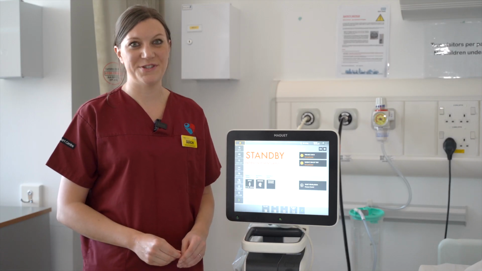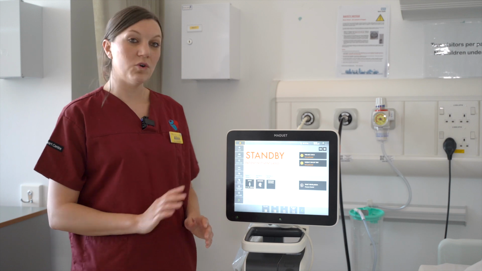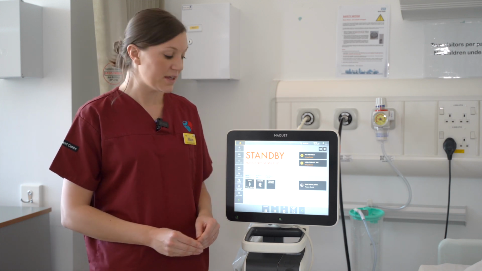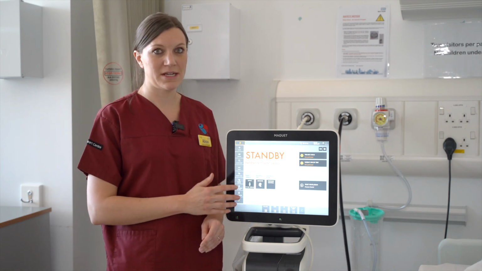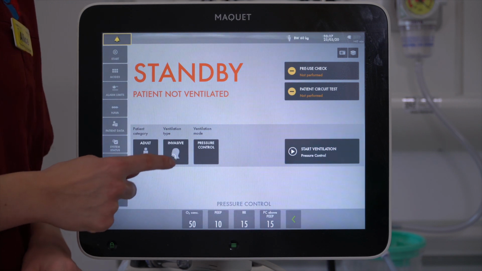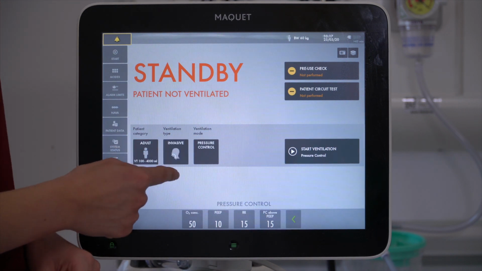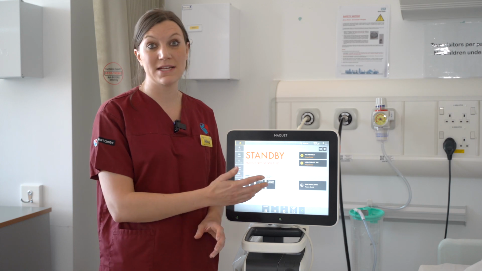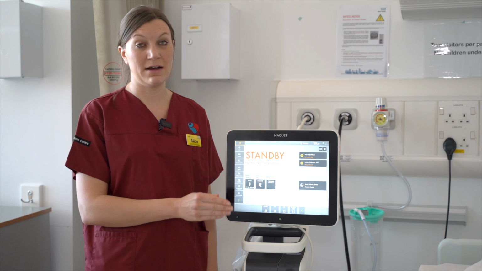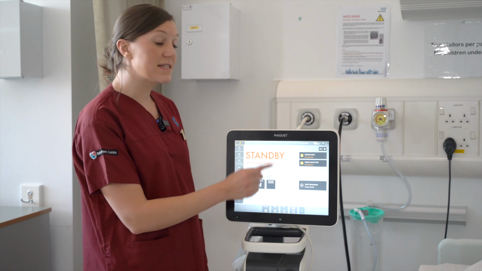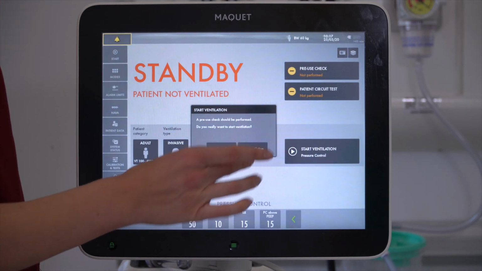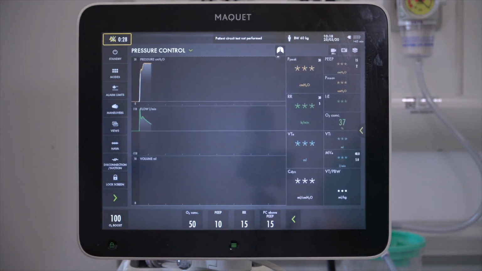So now we're going to introduce you to the ventilator. All pre-use checks will have been completed by the ITU team. On the front screen, on the standby screen, you need to make sure that it is an adult patient, that the ventilation type is invasive, and your ventilation mode is set to what you require. We will discuss this a little bit more in detail later. So to start the ventilator, you press and hold and tap start ventilation and start ventilation.